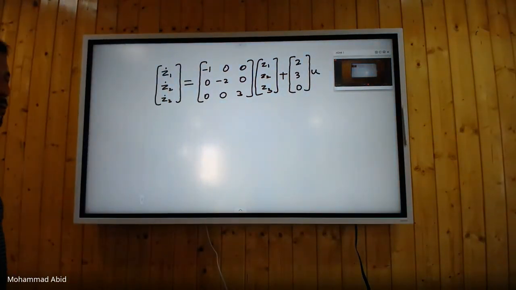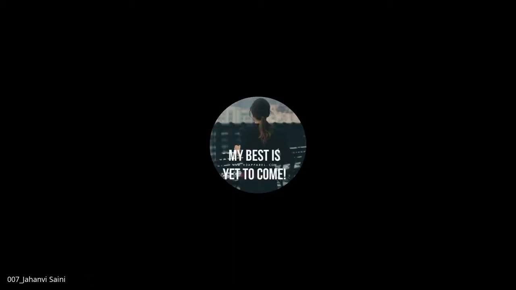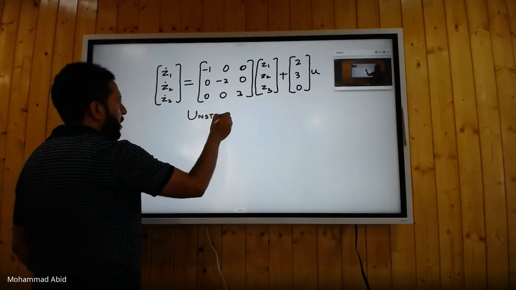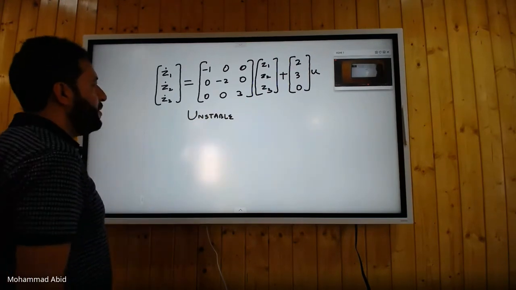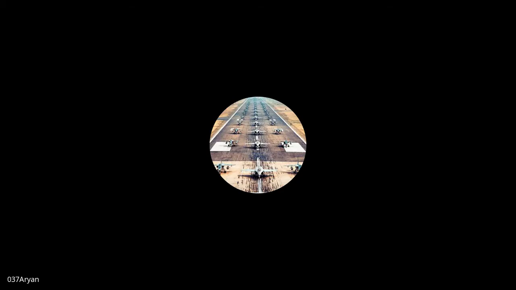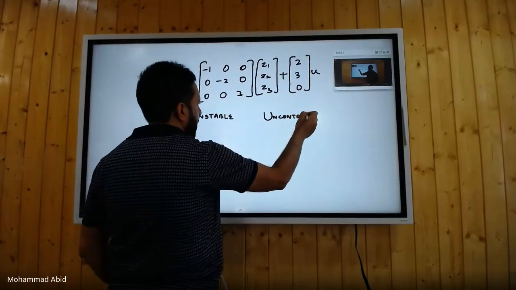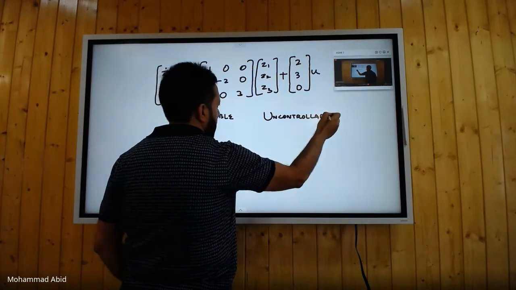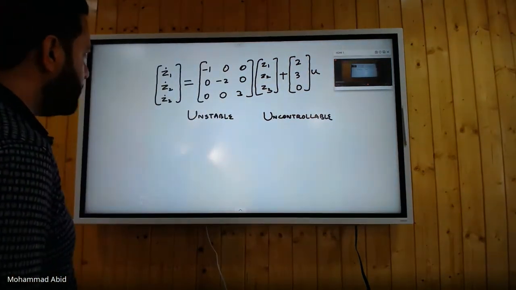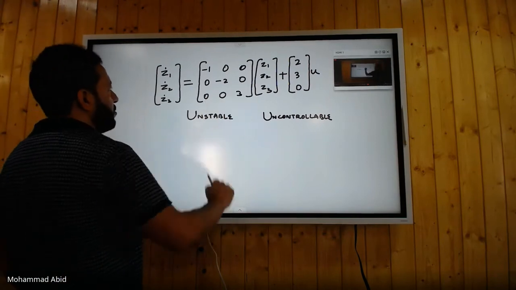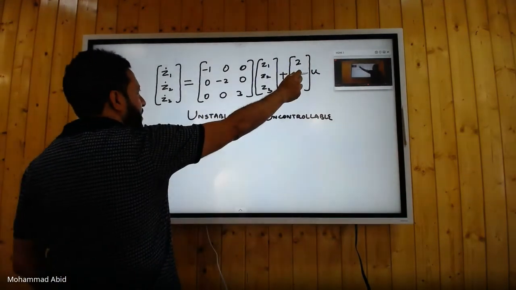So is this system stable? No, sir. It is unstable. What about controllability? Uncontrollable. It's uncontrollable. Now let's try to assess this situation. In this case, the state which is uncontrollable, the state which is unstable, that means the Z3 corresponding वाली जो state है, it is at the same time uncontrollable.